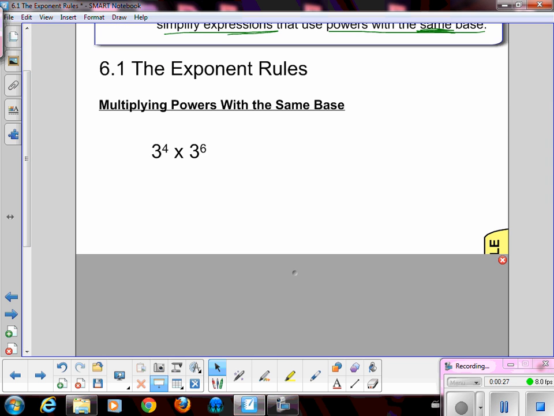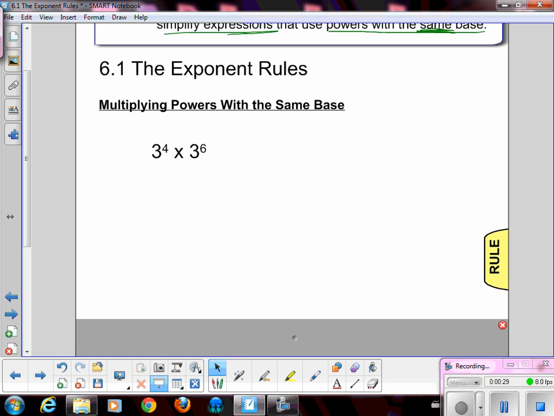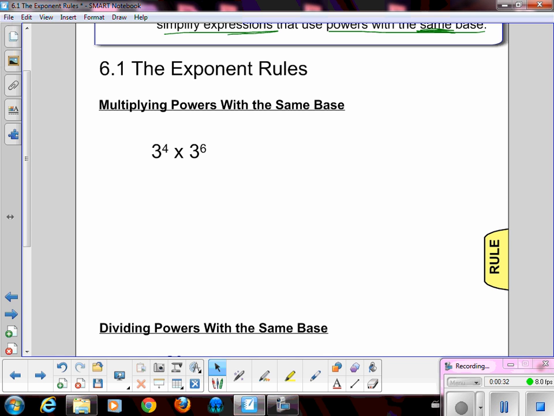Now, some of these exponent rules you've done for quite some time already, so some of this is just review of what you've done. So if I'm multiplying powers with the same bases, and for instance, I have 3 to the power 4 times 3 to the power 6, what we know if we wrote that out in long form, that's 3 four times multiplied by 3 to the 6. So that's 3 six times.